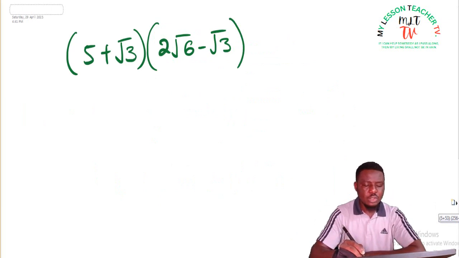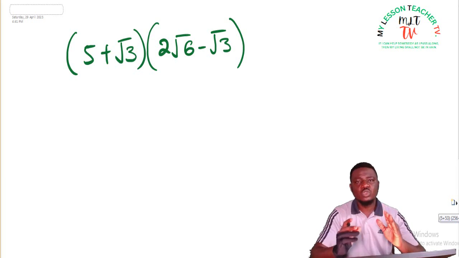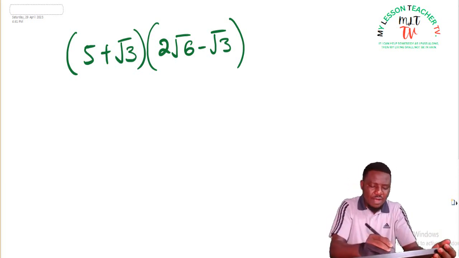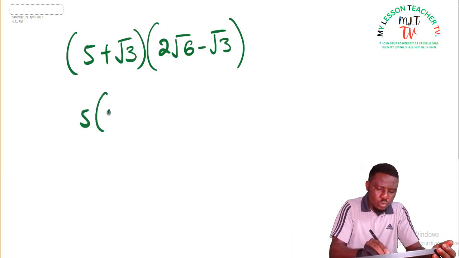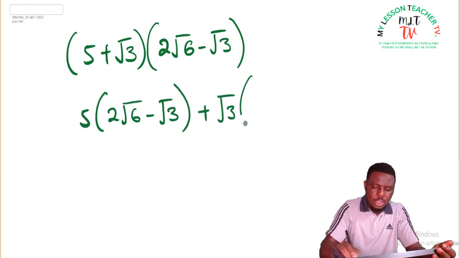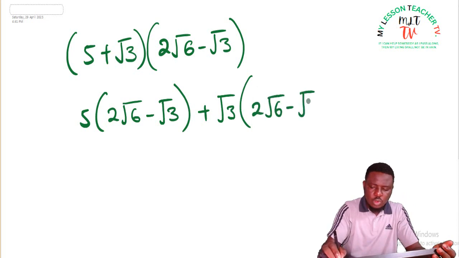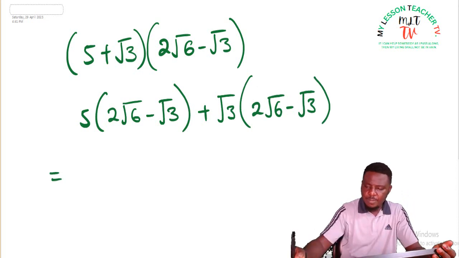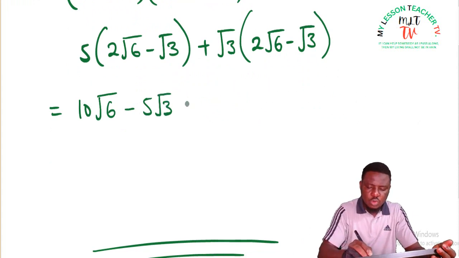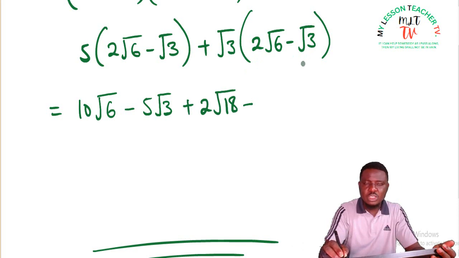(5 + √3) multiplied by (2√6 − √3). We said you have to split one of the brackets into two and use them in turns in multiplying the second bracket. So if you do that, you will have 5 into (2√6 − √3) plus √3 into (2√6 − √3). When you expand this further, this will give us 10√6 − 5√3, and this also will be plus 2√18 − √3 times √3 is said to be 3.